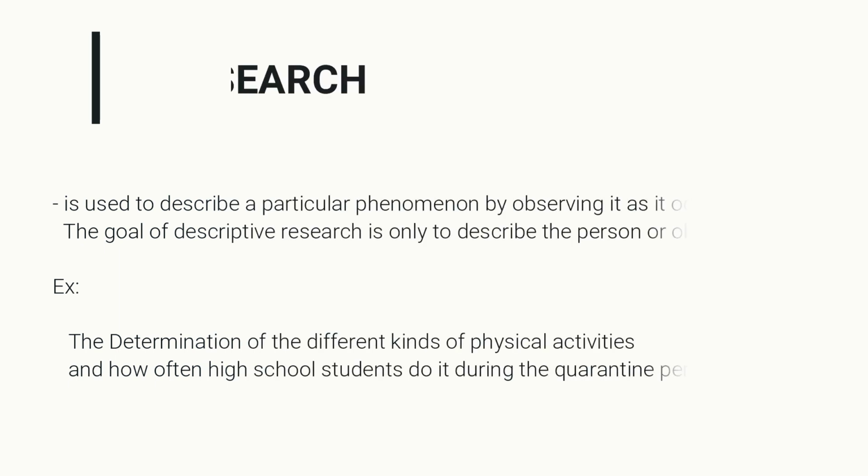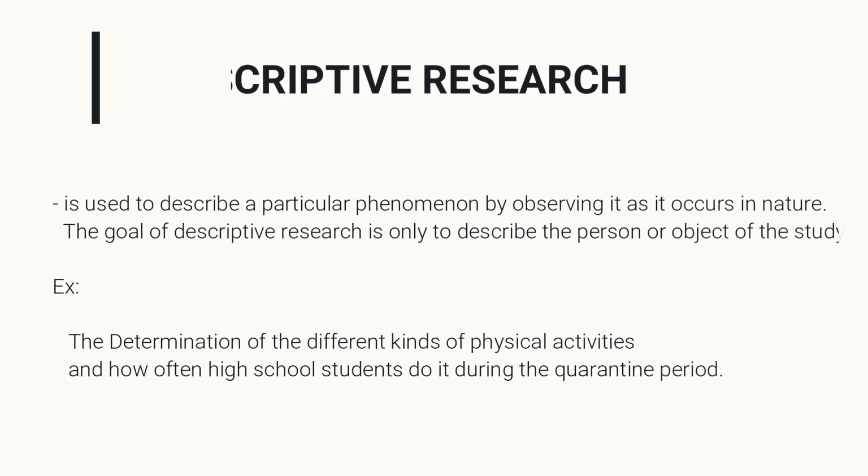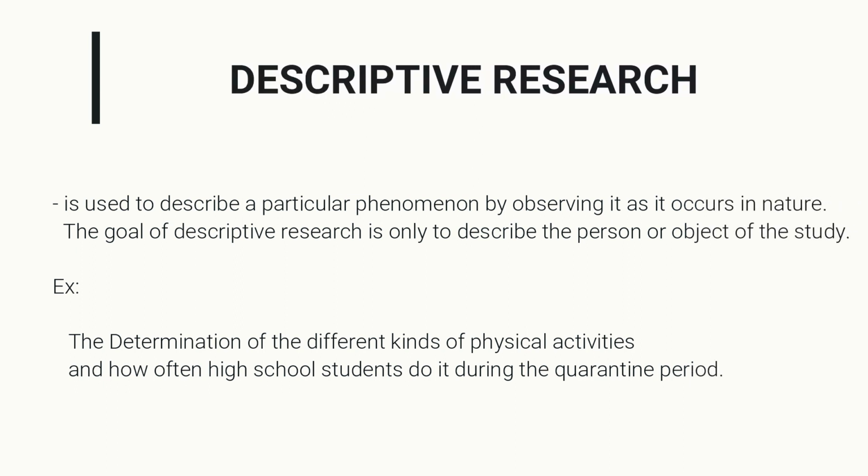Descriptive design is used to describe a particular phenomenon by observing it as it occurs in nature. The goal of descriptive research is only to describe the person or object of the study. Example: the determination of the different kinds of physical activities and how often high school students do it during the quarantine period. So how can we say that this one is a descriptive design?